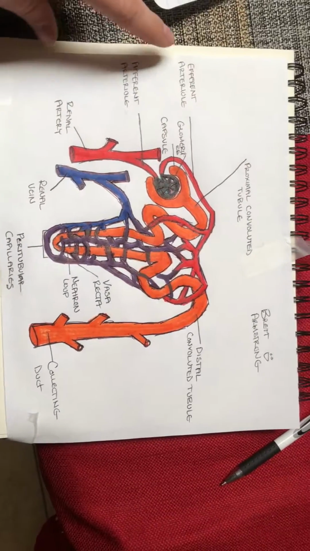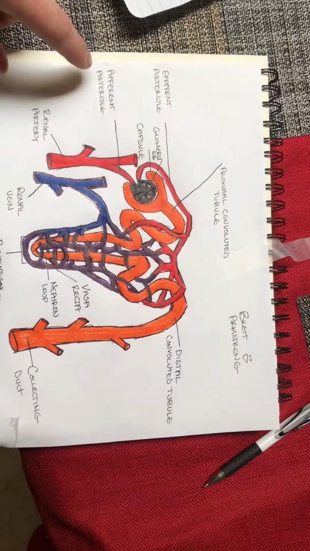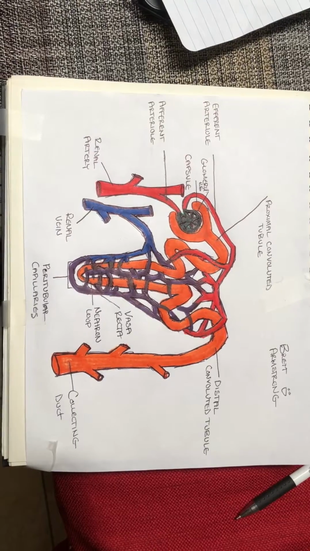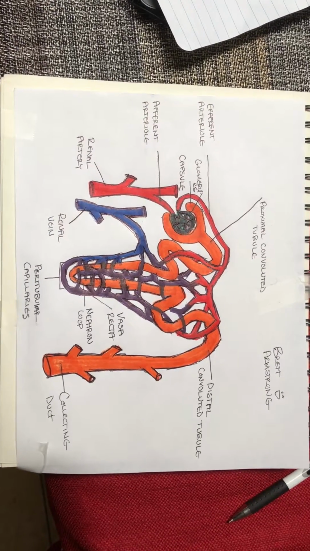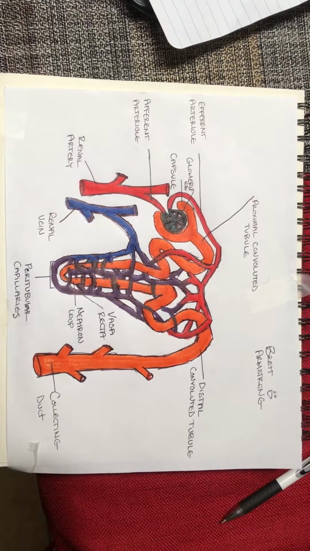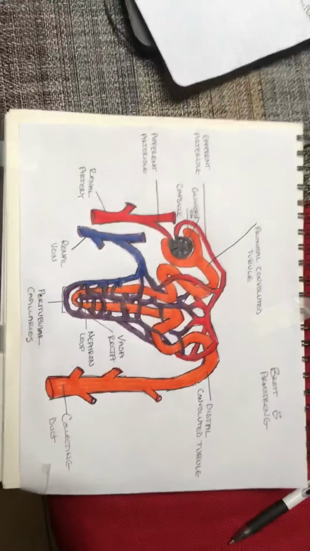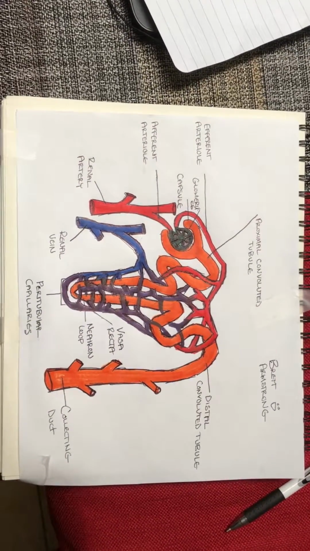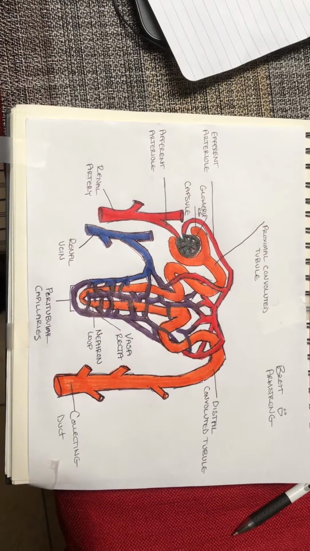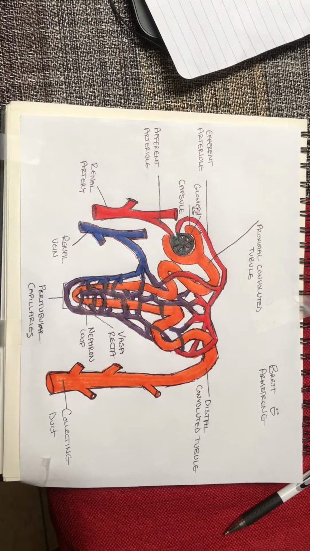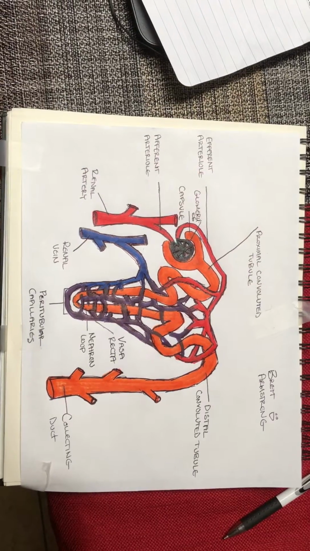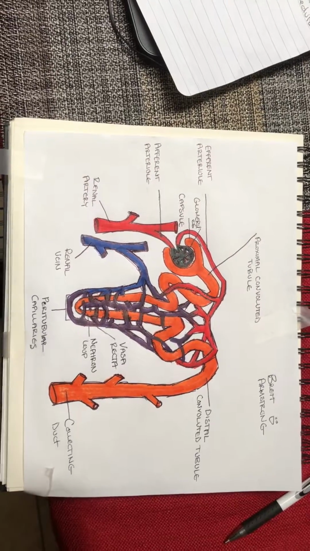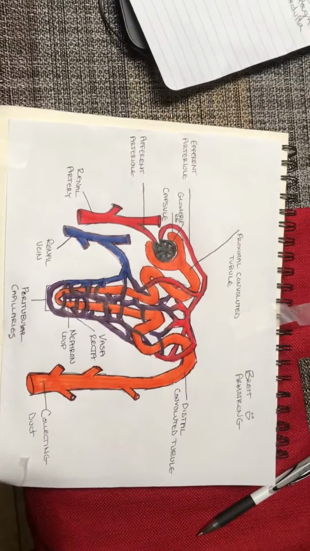You can see here we have the afferent arteriole, the efferent arteriole, the glomerulus, the capsule, renal artery, renal vein, peritubular capillaries. They're kind of marked. It was supposed to be purple, like red and blue mixed, but it didn't work so great. You can also see the vasa recta, the nephron loop, the proximal convoluted tubule, the distal convoluted tubule, and the collecting duct at the end.